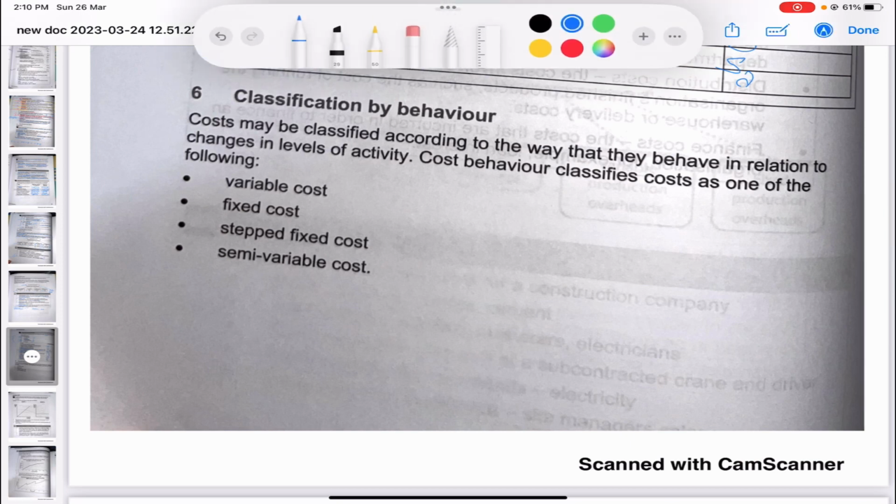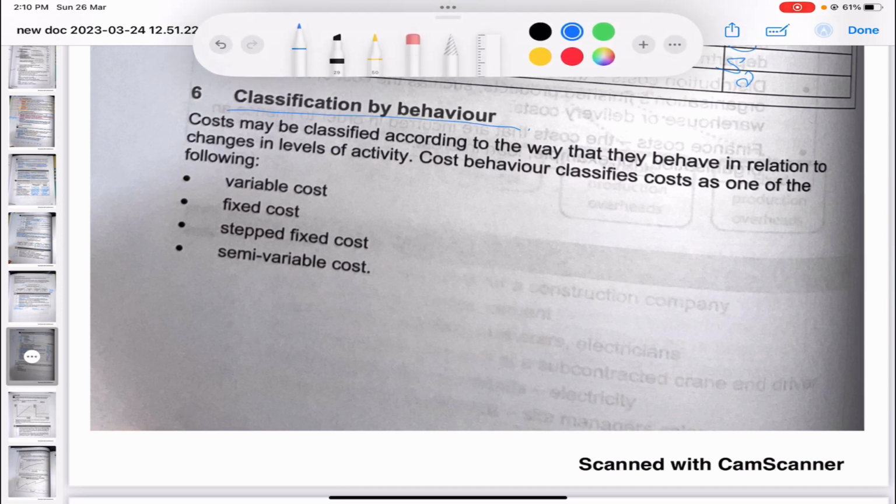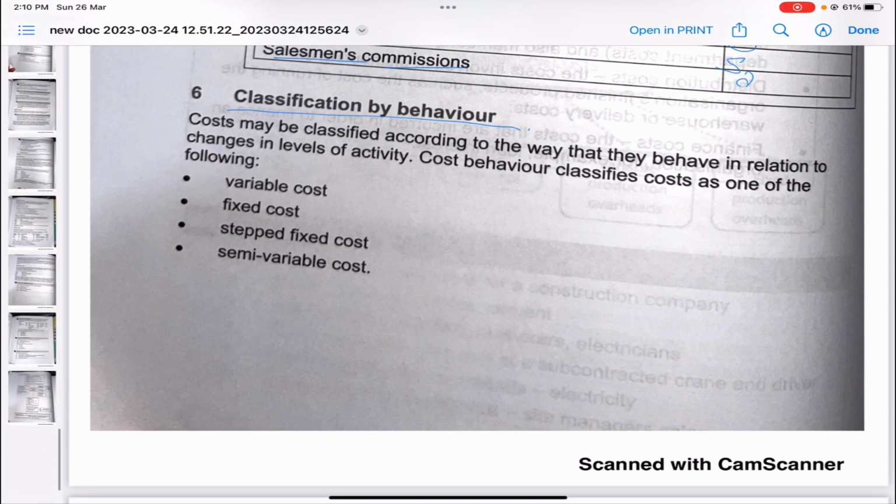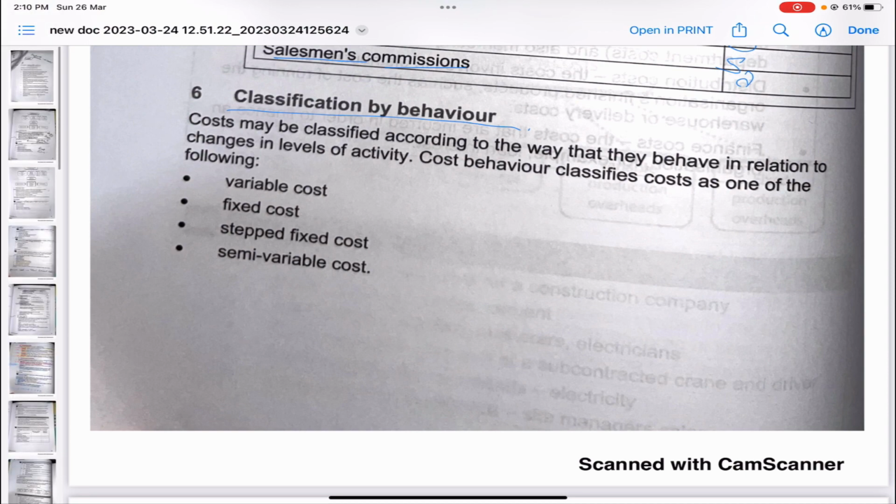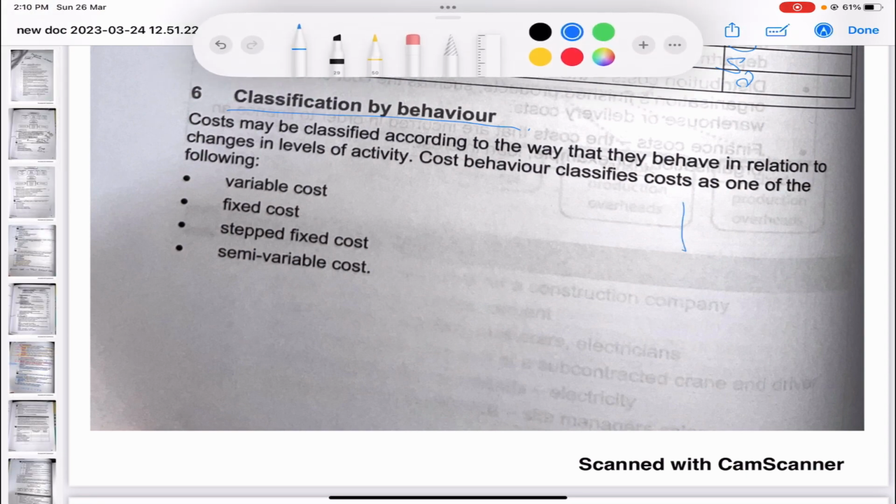Alright, so in the next video, I'll be starting with the classification of behavior. I hope you understood the chapter so far. It is very basic. Just read it again. Thank you.